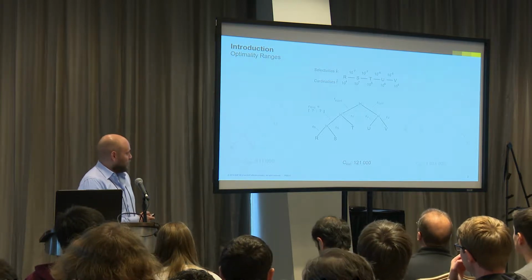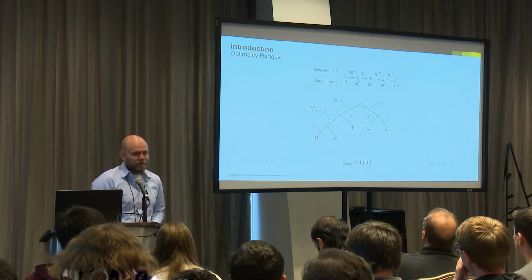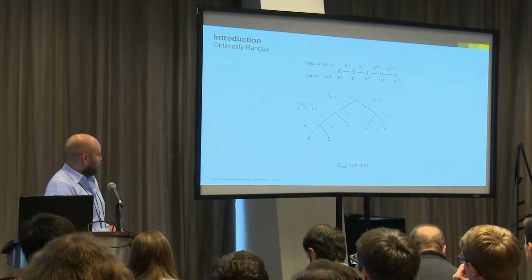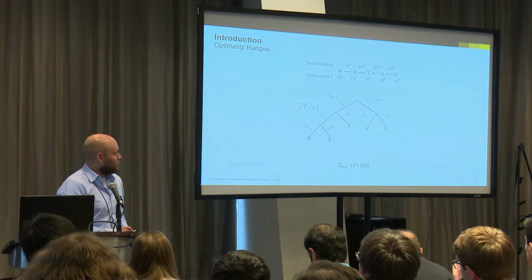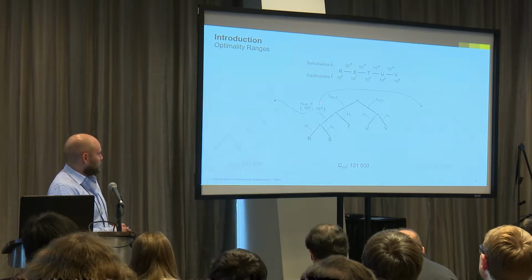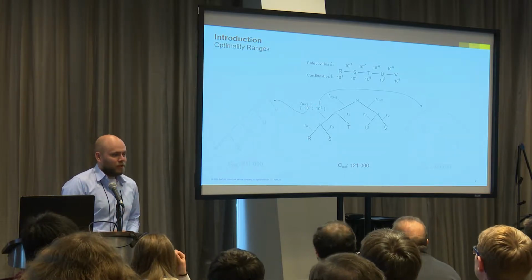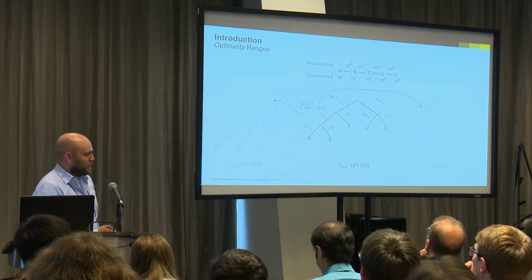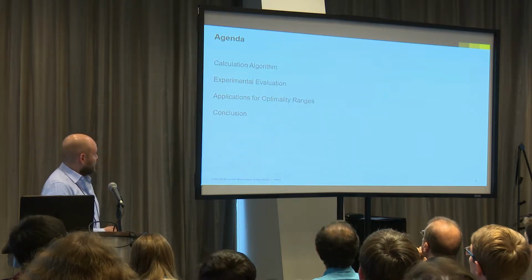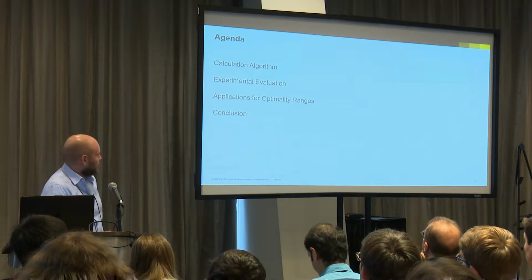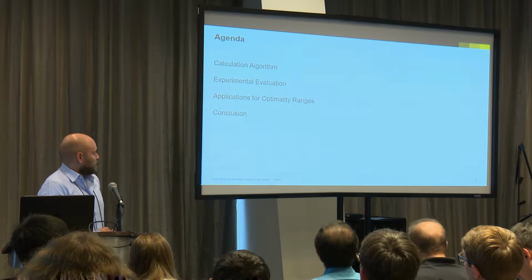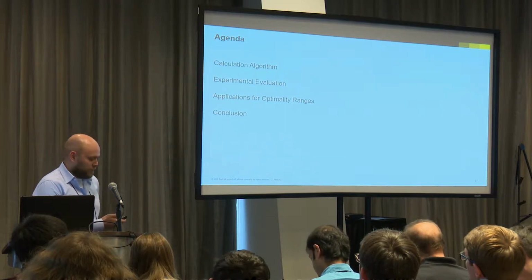Well, the answer is optimality ranges. They can be annotated on every single edge in the query execution plan, having a lower and upper bound for the cardinality. So for this given example here, the optimality ranges would look like this. And in the talk I will basically explain for this example how the algorithm works. So the agenda is we start with the calculation algorithm, then see some experimental results. I will discuss some applications for the ranges and finally conclude the talk.